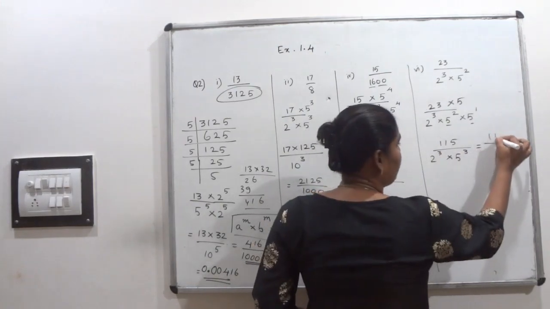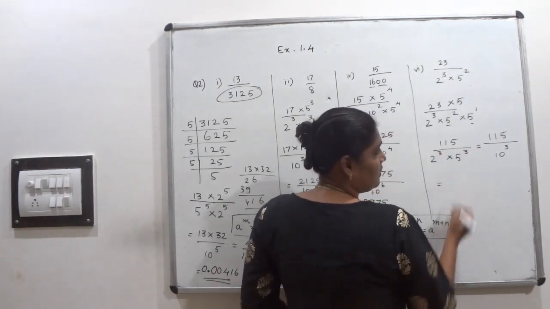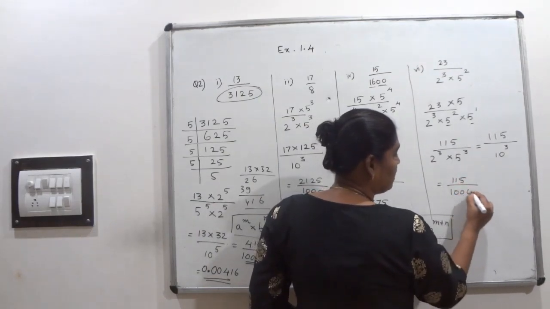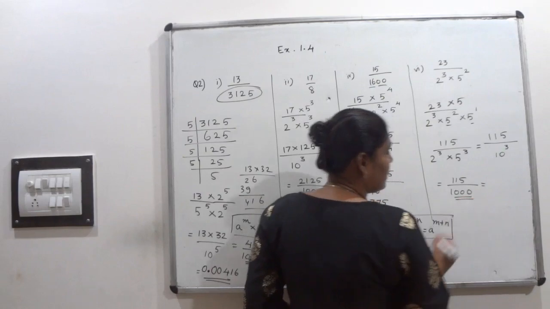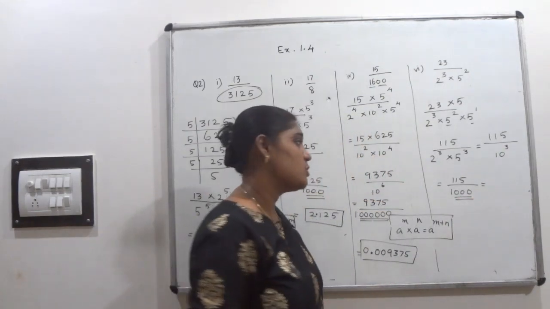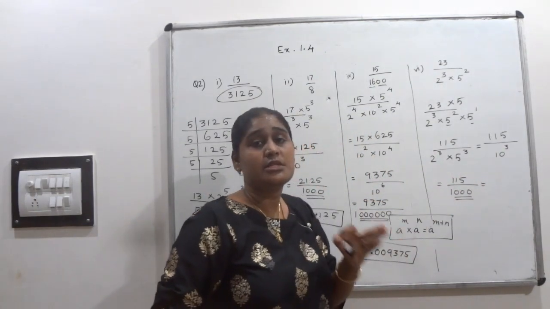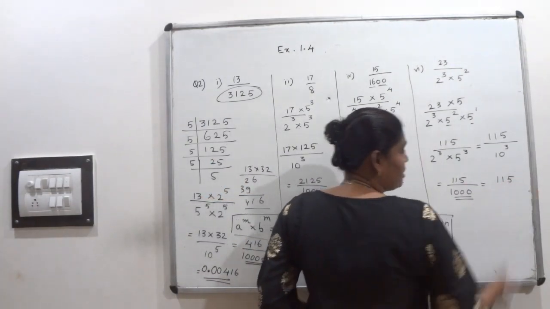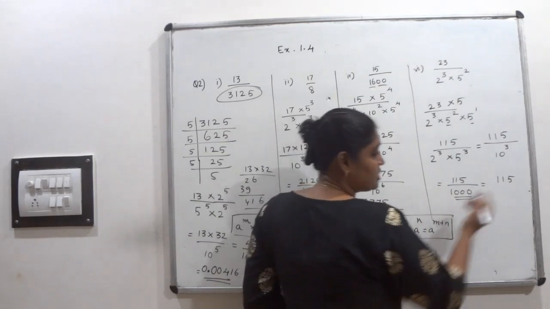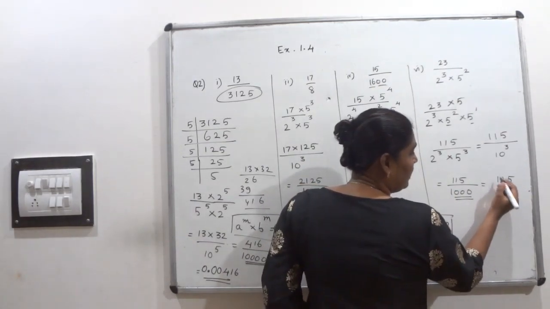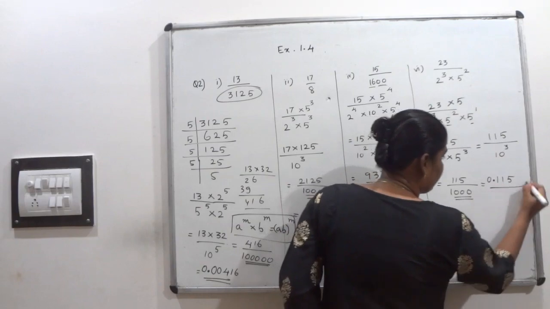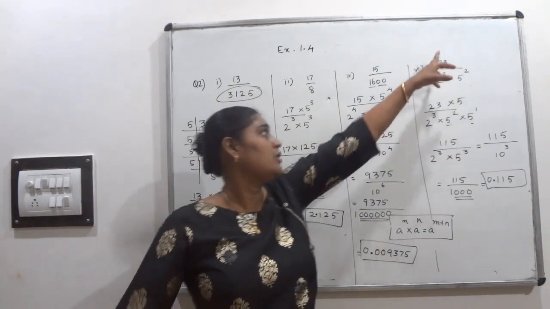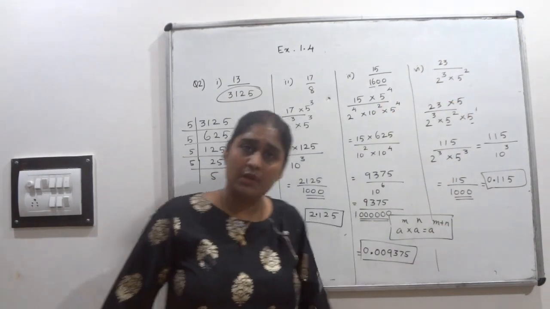And here what is given to you? 115. See, 115 upon 10 power 3, 10 power 3 is what? 1000. So how many zeros are there in the denominator? 3 zeros. That's why I have to count 3 digits in the numerator and keep the point. See, 115 is the numerator. Now you count 3 digits, 1, 2, 3. Then keep the point. This is your terminating decimal expansion for 23 upon 2 power 3 into 5 power 2.